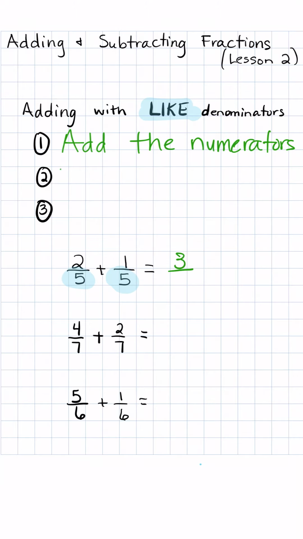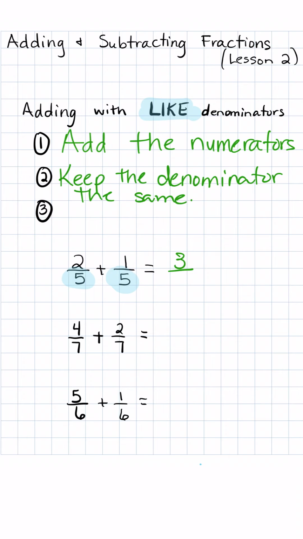The second part, keep the denominator the same. So the same denominator means it's going to be a 5. And then the last step is simplify. In this particular case, it is simplified. We don't have a number that goes into both 3 and 5. So that is your answer.